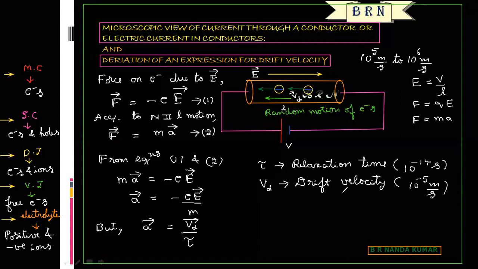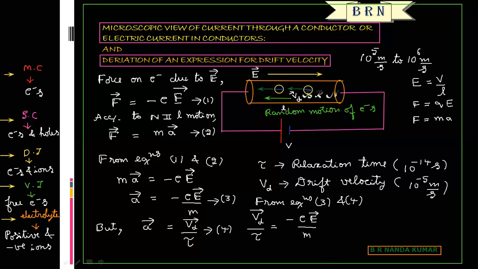What is the meaning of drift velocity? The average velocity with which free electrons in a conductor get drifted in a direction opposite to the direction of the applied electric field. What is the meaning of relaxation time? A small interval of time between two successive collisions between electrons or ions in the lattice. Okay. Now call this equation number 3. This is equation number 4. Now from equations 3 and 4, we get Vd vector divided by tau is equal to minus e E vector divided by m.